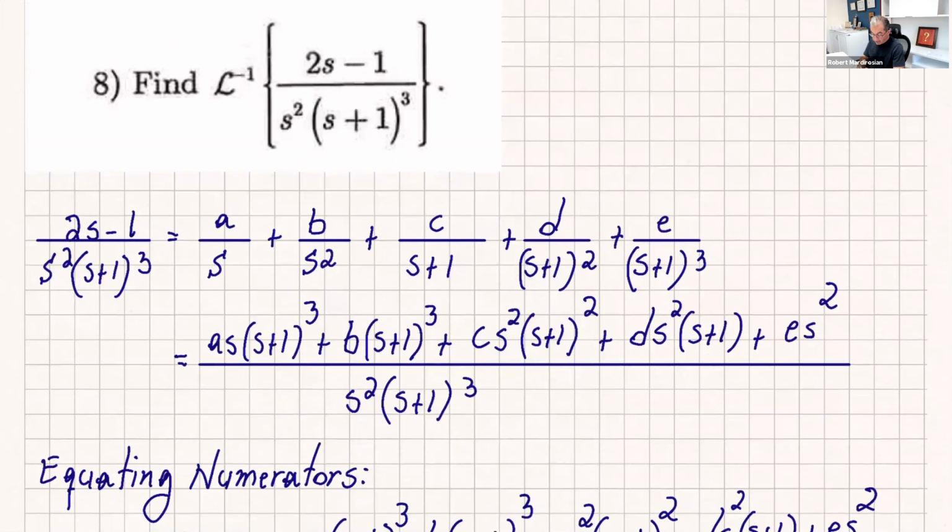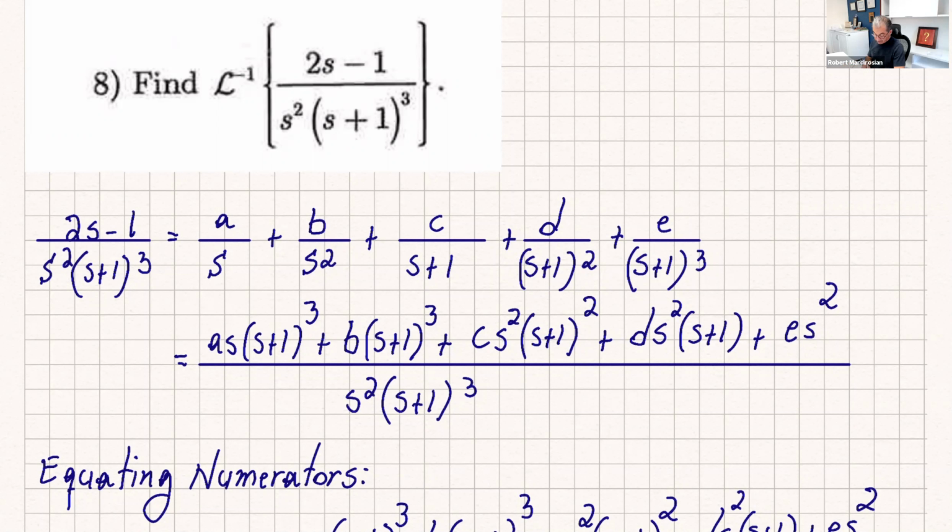Next, find the inverse of that. So again, in those cases, you have to do the partial fraction decomposition. And this one, I will try to do it for you step by step. So again, for s squared, we can write a over s plus b over s squared. Then we have s plus 1 cubed, so plus c over s plus 1 plus d over s plus 1 squared plus e over s plus 1 cubed.